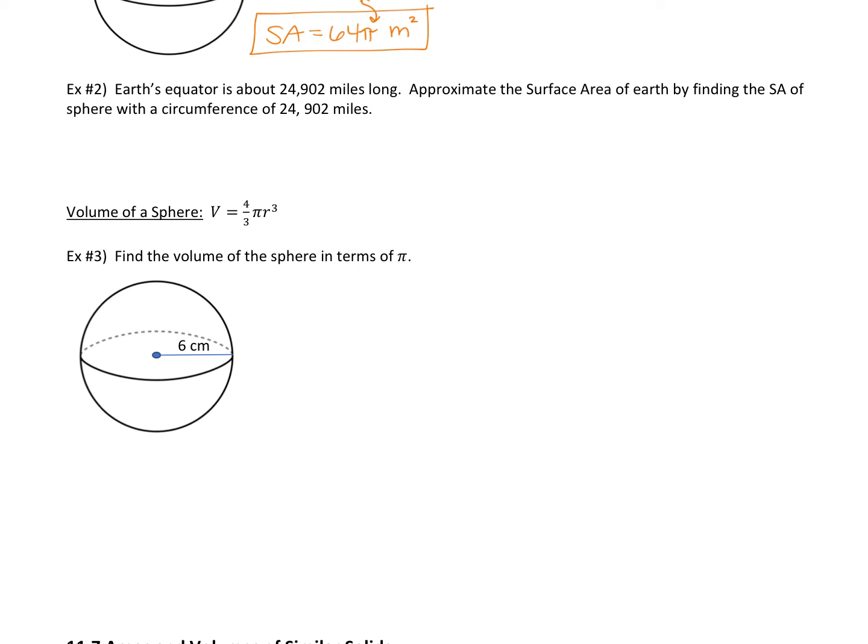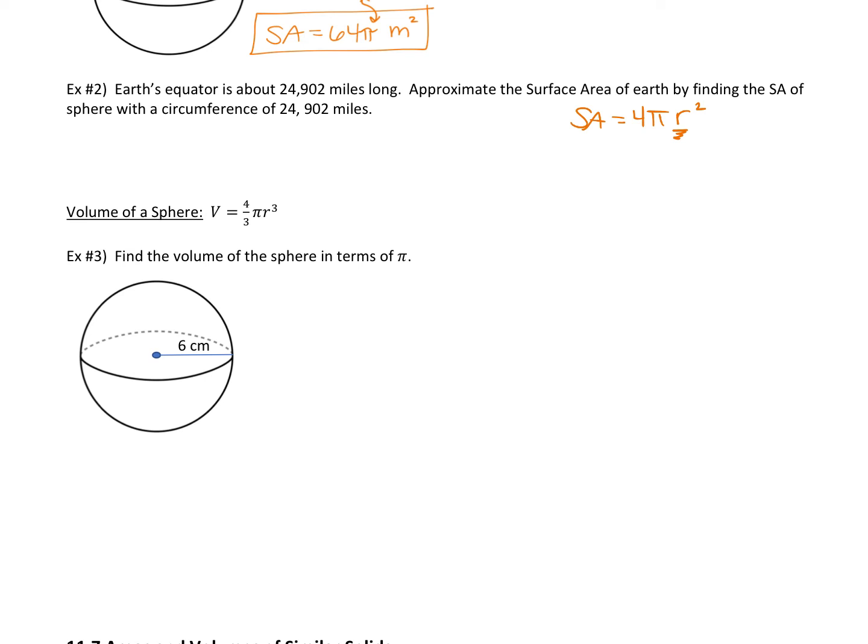Well, so here's what we have to figure out, right? If we're looking for the surface area of Earth, what is our missing piece of information that we need? The radius, right? The surface area formula is 4 times pi times the radius squared. Well, we don't know the radius. What do we know? The circumference.